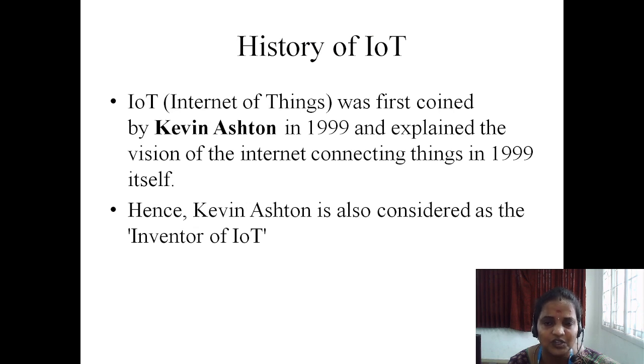Next is the history of IoT. So far we have seen what IoT is, and now the history of IoT. The term IoT was first coined by Kevin Ashton in the year 1999, and he explained the vision of the internet connecting things. Kevin Ashton is also considered the inventor of IoT. Don't forget this name, Kevin Ashton. He is the first person who coined IoT in 1999, so we can call him the inventor of IoT.